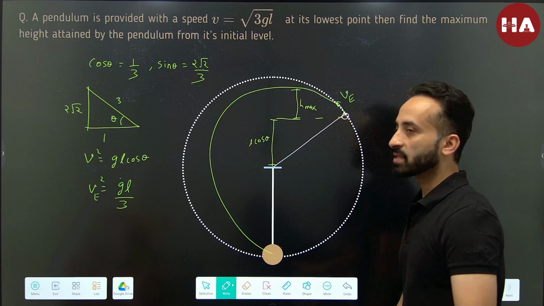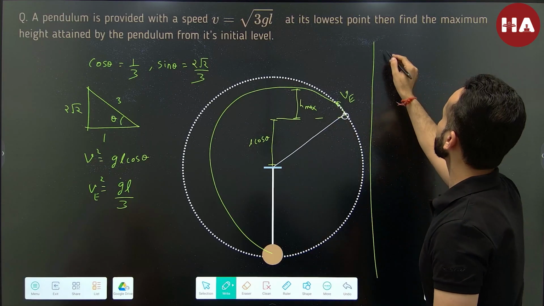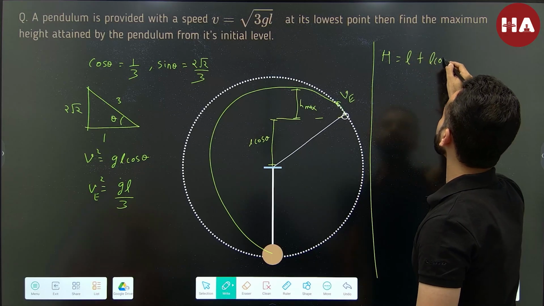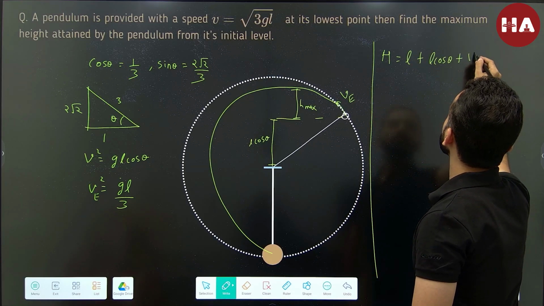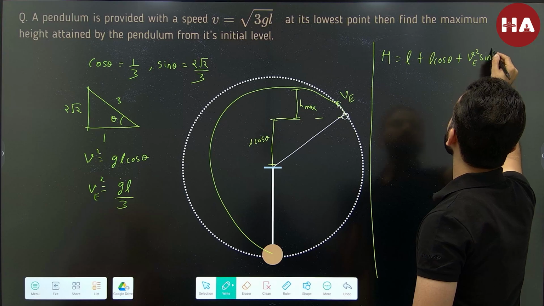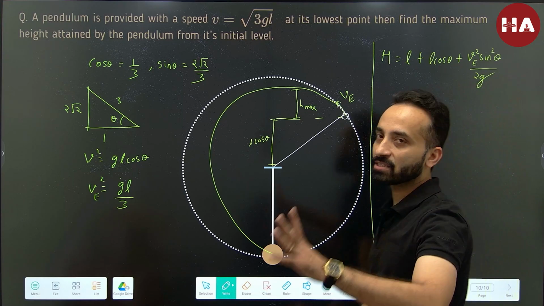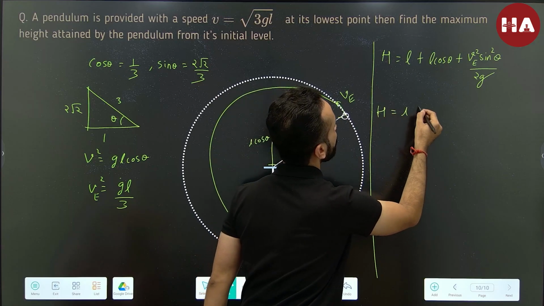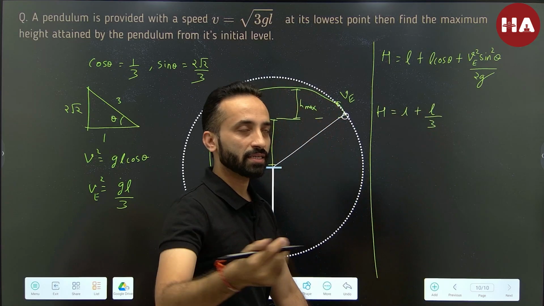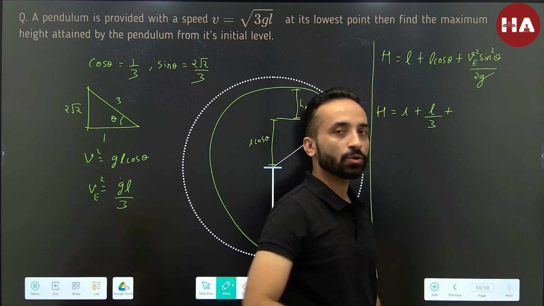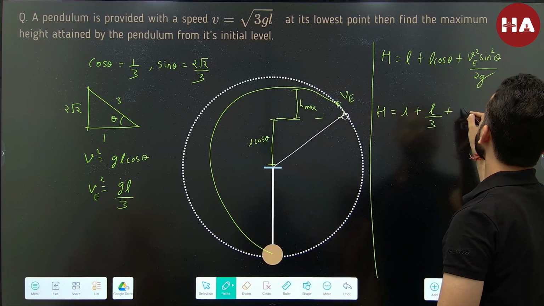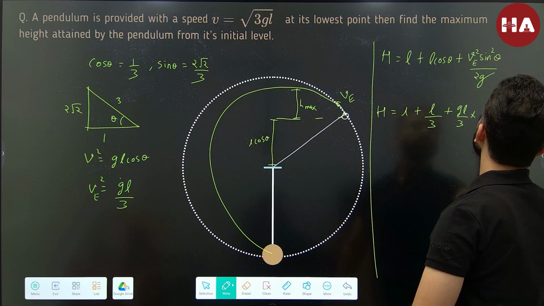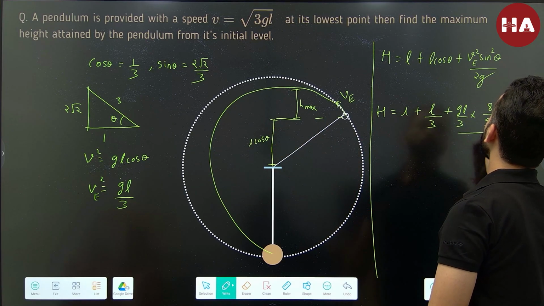All right. So let's do it now. What is going to be the total height from initial level? The answer is going to be L plus L cos theta plus V square sine square theta over 2g. That is the maximum height of a projectile. So H is equal to L plus L by 3. That is of course the value of cos theta. VE square is how much? VE square is GL over 3, and sine square theta is going to be 8 by 9 over 2g.